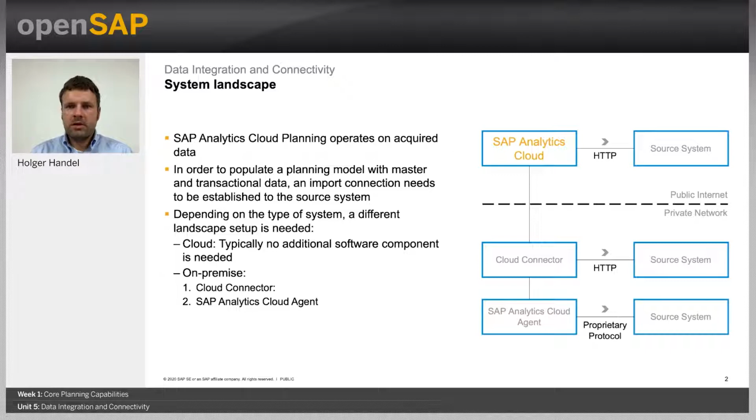What is also important to understand is that in planning, we always rely on acquired data. From BI, you might know that there's also a so-called live connectivity, which allows you to consume the data directly from the source system without any data replication. In planning, we actually rely on the acquisition of the source system data, meaning we need to import the data into our Analytics Cloud data model.